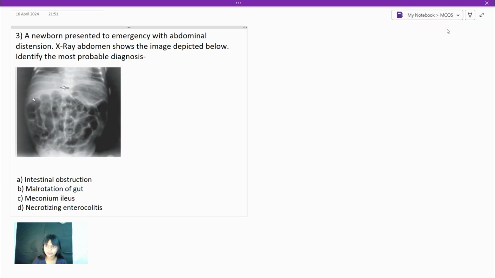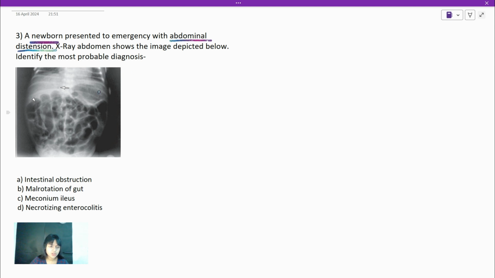So you see, look at the options. This is a pictorial question. Okay, and the question is: a newborn presented to emergency with abdominal distension. The X-ray of abdomen shows the image depicted below. Identify the most likely diagnosis. This is basically a straightforward question. Okay, so first you try to focus on the X-ray. Already the clue has been given to you: abdominal distension. This is a newborn. Okay, so read the question mindfully.